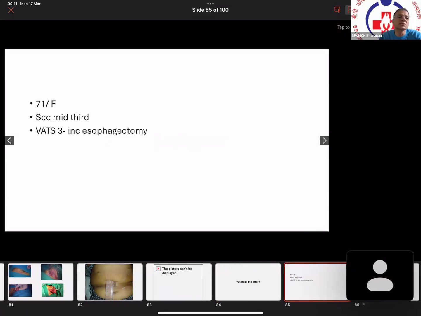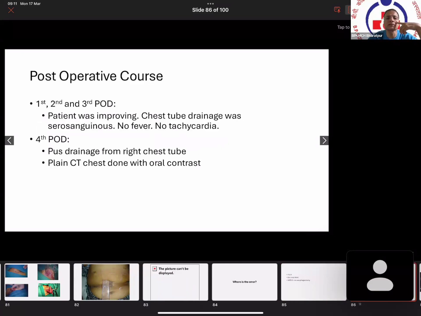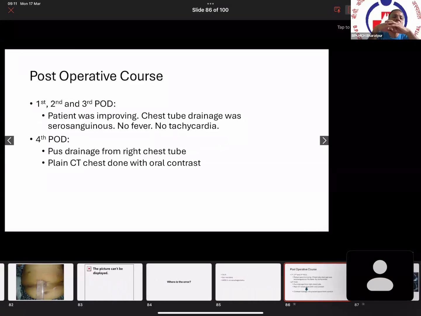This was a 71 year old female, squamous cell carcinoma of the mid-third of the esophagus. We did the VATS McKeown esophagectomy. In the first, second, third postoperative day, the patient was improving. The drainage was just serosanguinous, no fever, no tachycardia. In the fourth postoperative day, there was pus discharge from the right chest tube.